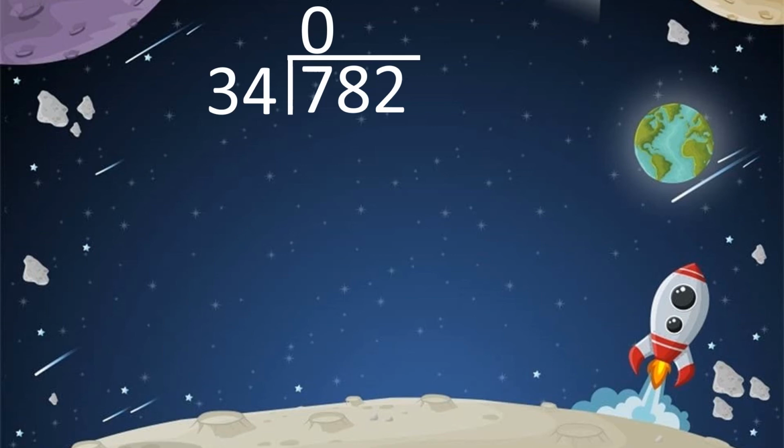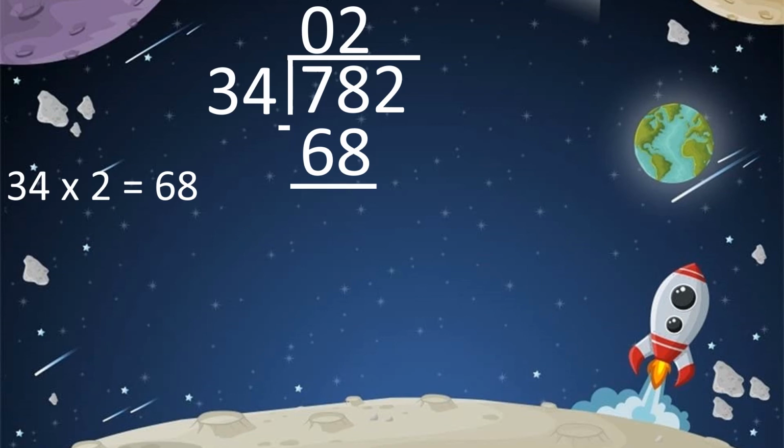But that's kind of tricky, so we would start off with a random number. Say, if we times 34 with 2, that would give us 68. Then at the top, we would write 2. We would put 68 underneath the 78 and subtract it. That would give us 10. We know that 10 is smaller than 34, so we would have to bring down the 2 to make 102.